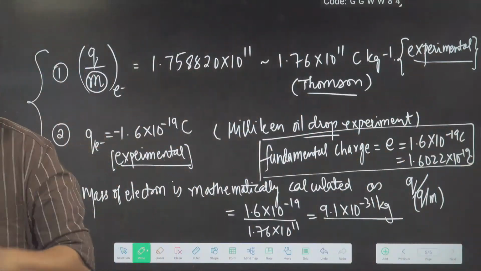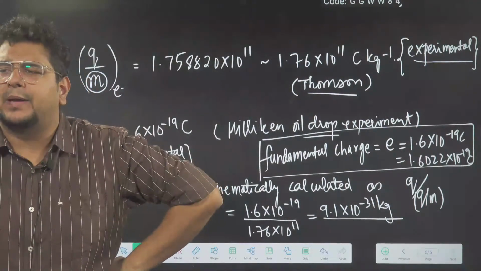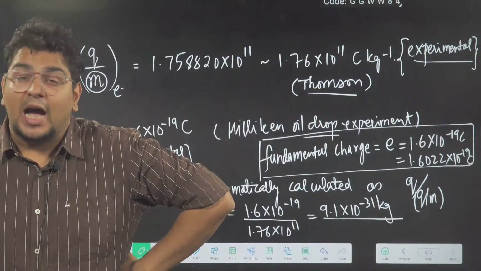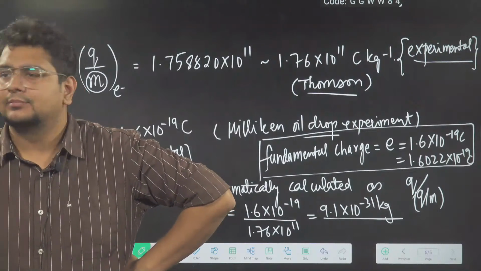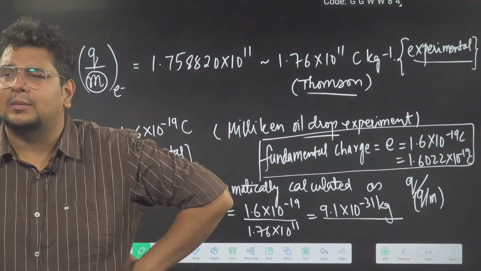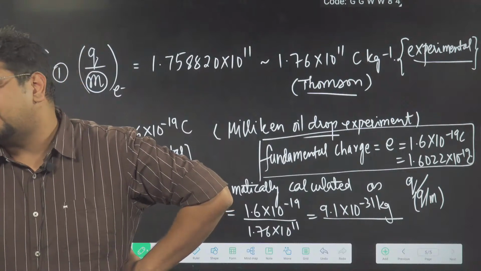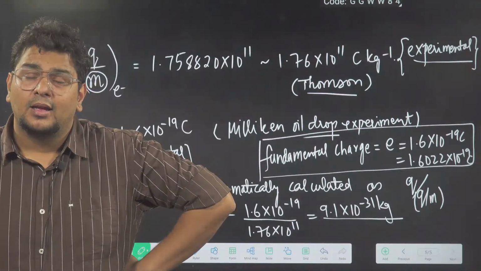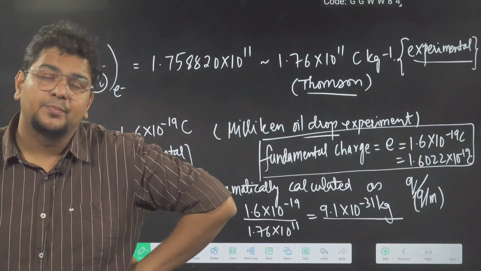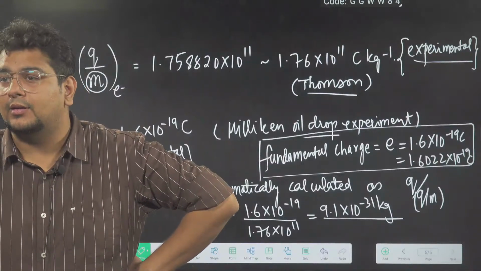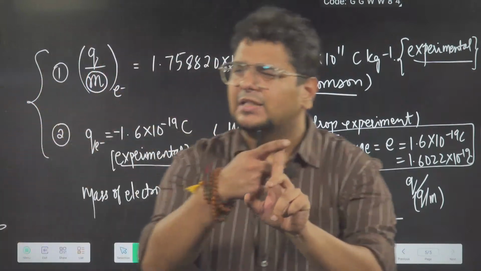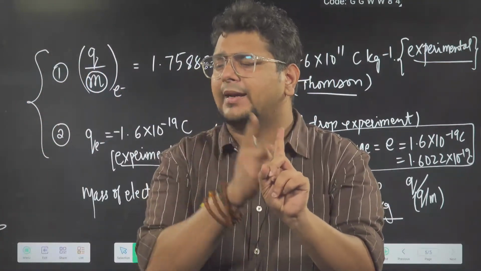Statement number 1. Mass of the electron was found experimentally. Statement 2. Charge of the electron was found experimentally. Statement 3. Charge by mass of electron was calculated mathematically using charge and mass of electrons. How many of the following statements are correct? Statement 1 is correct, 3 are correct. Statement 2 is correct, 1 and 3 are false. These kinds of 2-3 options they can give you. So remember this thing. Specific charge, charge by mass, was experimentally found.